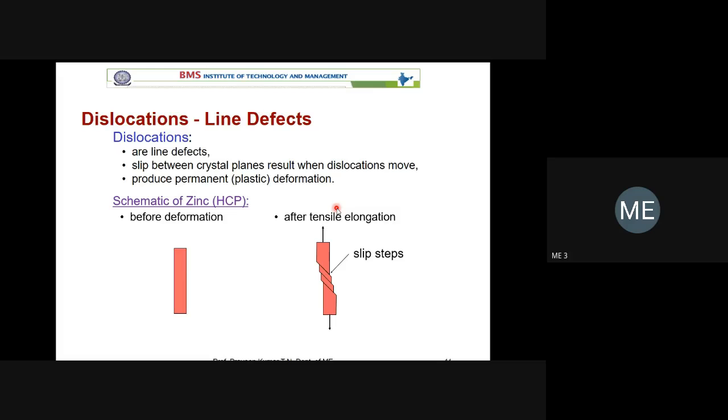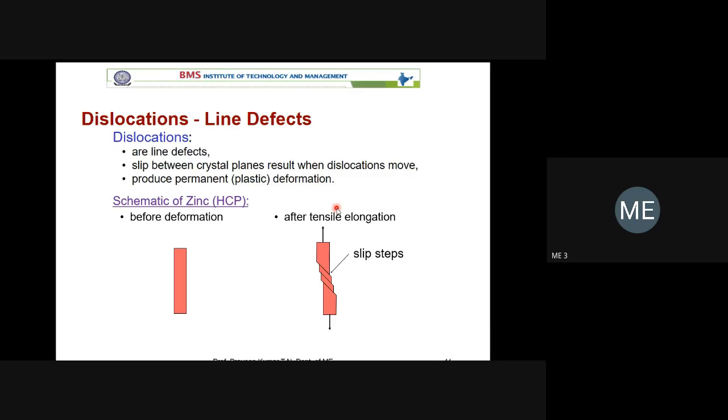Next is dislocation. In mechanics of materials you are studying, you are applying a certain amount of load. Let it be 10 kN. You have a steel rod, you are applying 10 kN load. The material will be elongated by 1 mm or 2 mm. Let the original dimension be 100 mm. It is elongated by 0.1 mm.